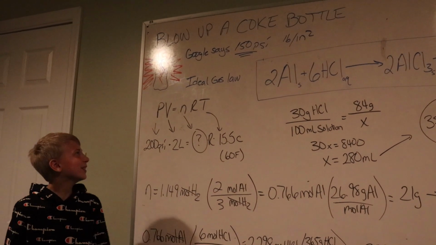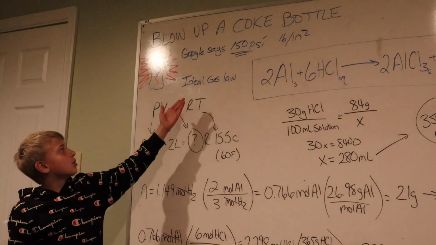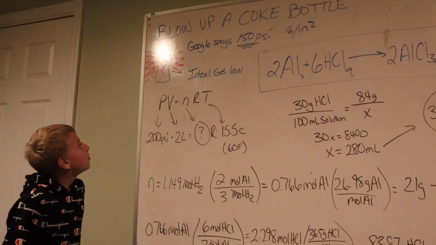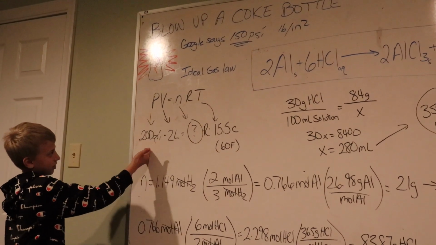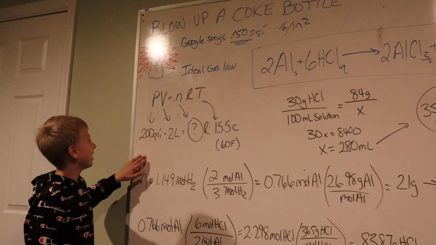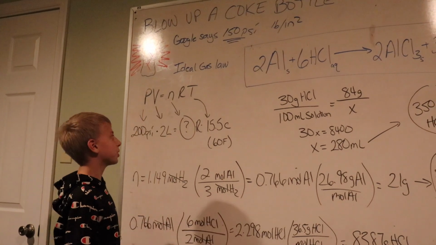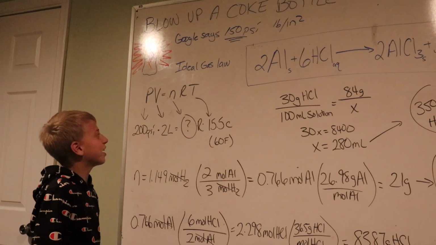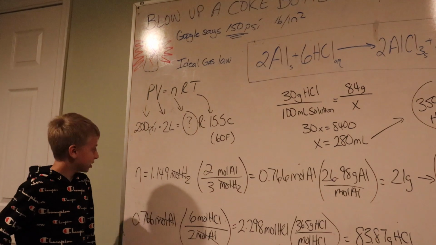Alright, so here's how to blow up a Coke bottle. Google says 150 psi will blow it up. So we were just going safe with 200. So then we know that there's 200 psi and the volume is 2 liters. And the number of moles, we don't know, we're trying to figure it out. And we know that the temperature is 60 Fahrenheit or 15.5 Celsius in Germany.